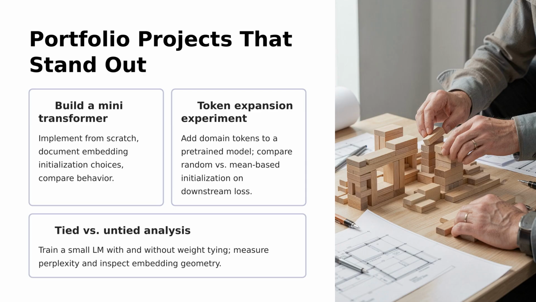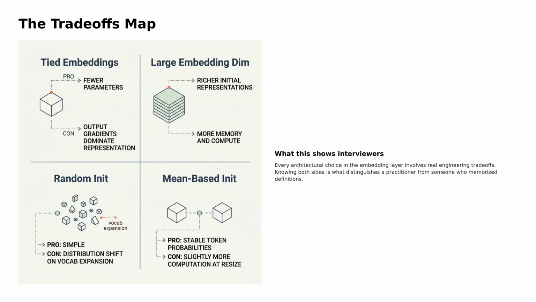Here are 3 portfolio projects that really stand out. First, build a mini transformer from scratch and clearly document how you initialize embeddings and how those choices affect behavior. Second, run a token expansion experiment by adding domain-specific tokens to a pre-trained model and comparing random versus mean-based initialization on downstream loss. And third, analyze tied versus untied embeddings by training a small language model, measuring perplexity, and inspecting the resulting embedding geometry.